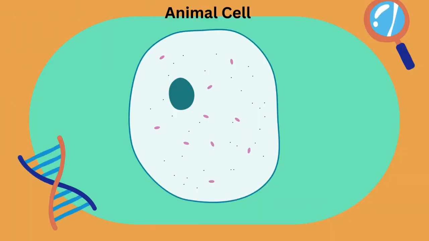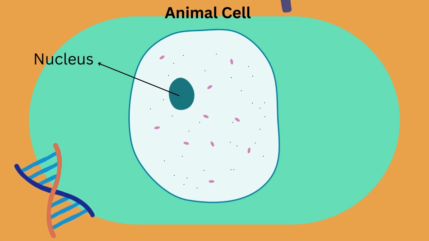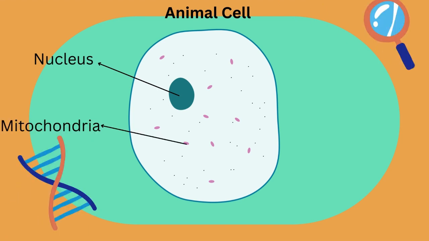Animal cells are eukaryotic and have 5 key organelles. The nucleus, which controls the cell and contains its genetic material in the form of DNA. The mitochondria is responsible for transferring energy needed for the process of respiration.